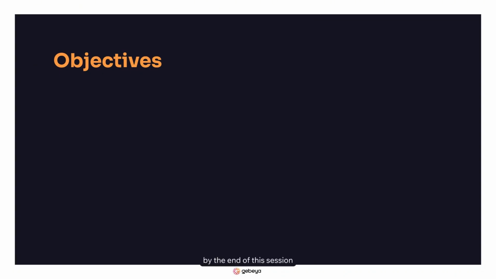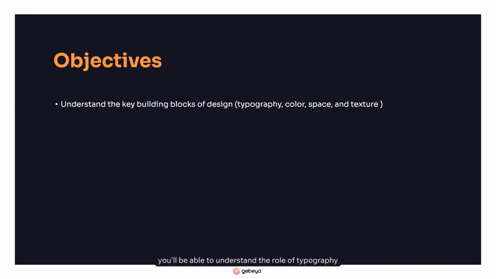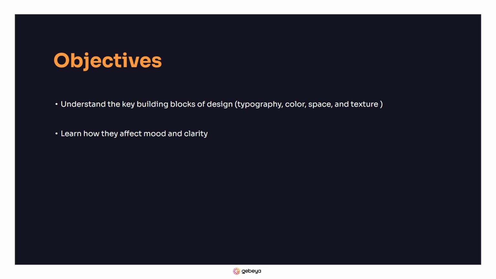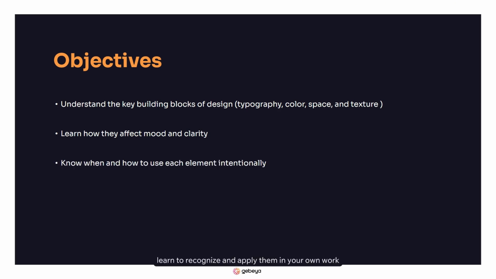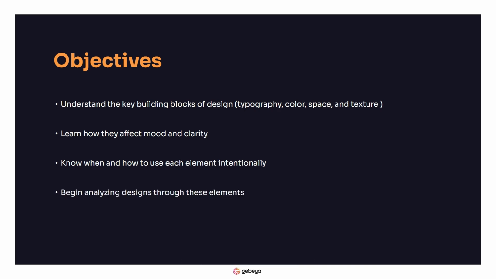By the end of this session, you'll be able to understand the role of typography, color, space, and texture in design, see how each one affects clarity, emotion, and overall mood, learn to recognize and apply them in your own work, and start analyzing everyday designs through these elements. Let's start by answering a simple but important question.